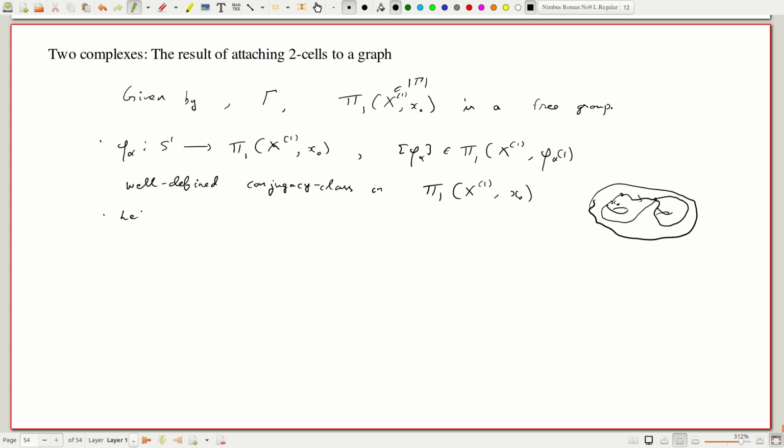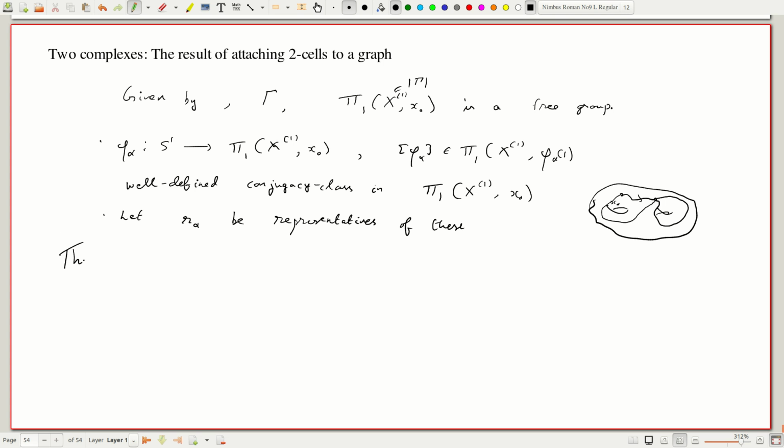Okay, so let's just give them some names. Let R alpha be representatives of these conjugacy classes. So we have elements in pi1 of X^1, x0. They're dependent on R alpha. R alpha doesn't depend on the map, but up to conjugacy it does. It depends on the map plus arbitrary choices.